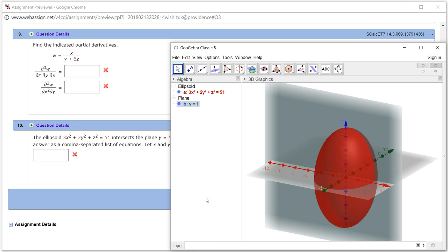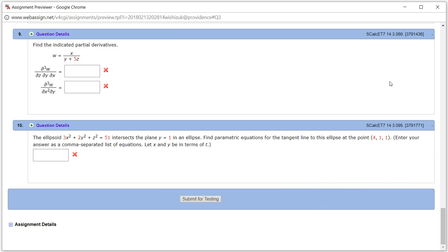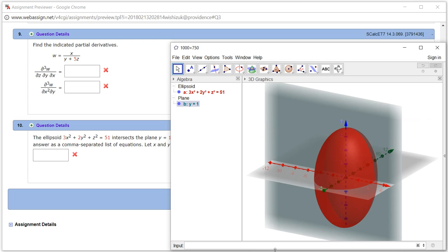Then what we want to do is find a tangent line at 4, 1, 1. So I'm going to just place a point, 4, 1, 1. So we want to find a tangent line there. Alright, so let's try that.